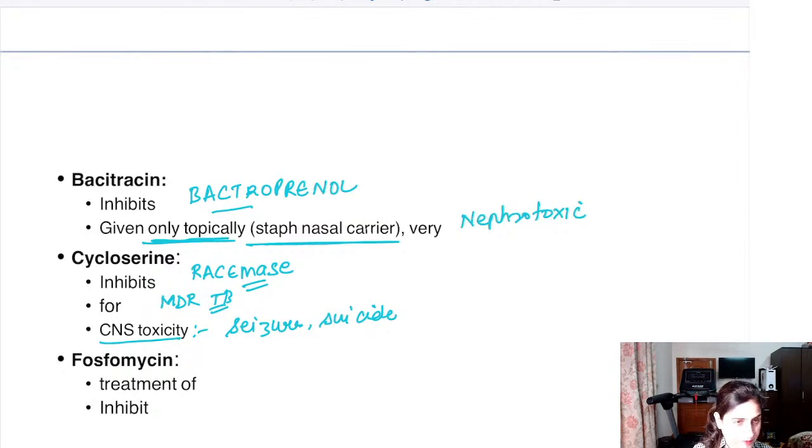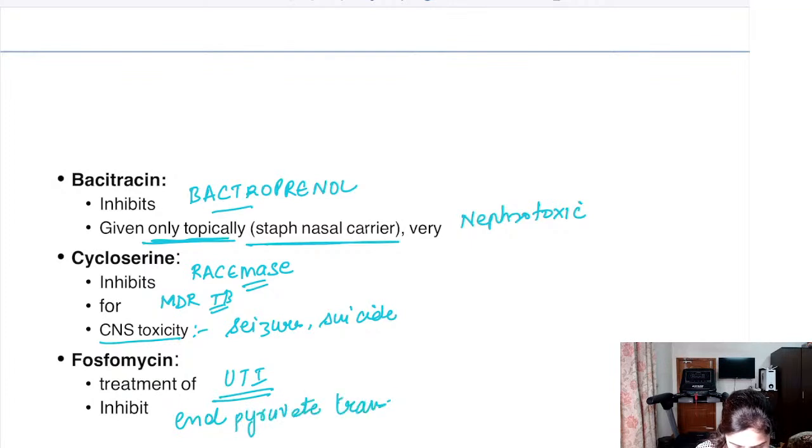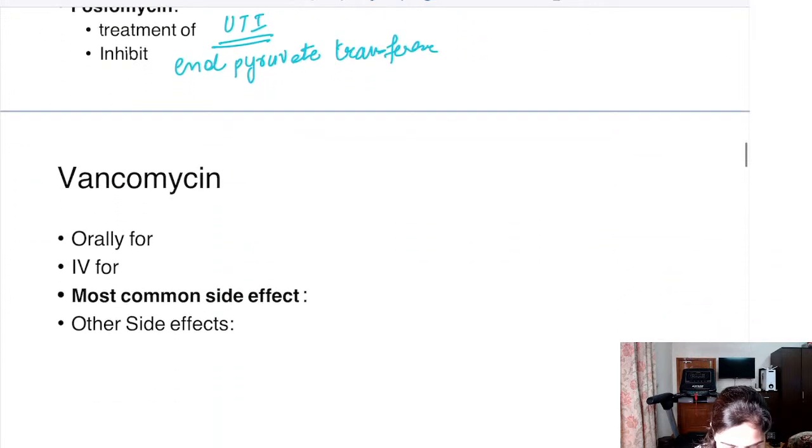Then phosphomycin. Phosphomycin is only and only used in the treatment of urinary tract infection. That is the only use of phosphomycin. Right? It inhibits enol pyruvate transferase, the first step. Hope this is what is usually more important for you to know. For these three, that is more than enough. But vancomycin is commonly asked, so just a few more important points about vancomycin.